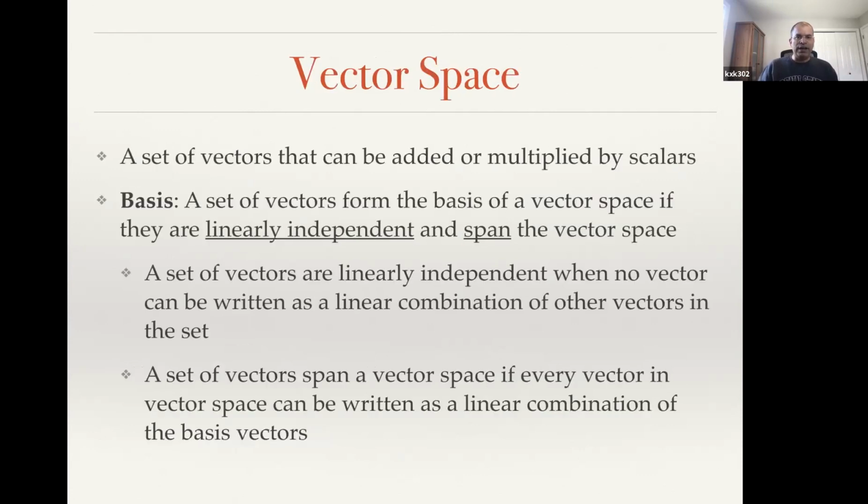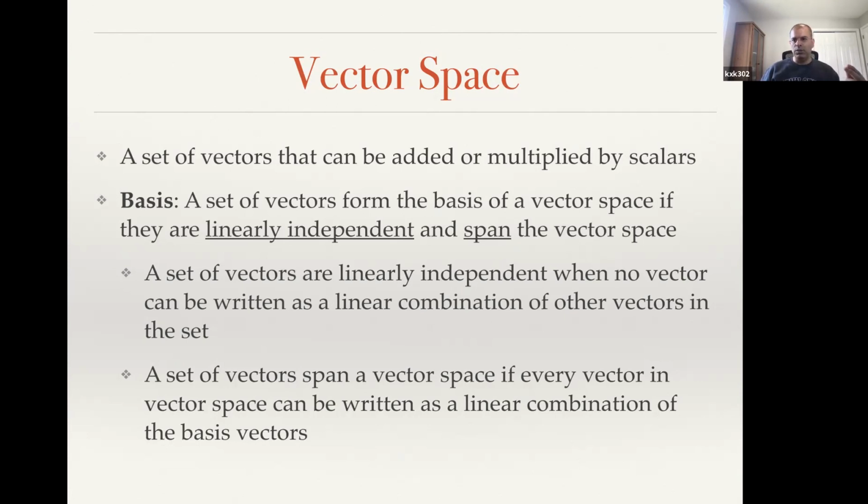And finally, vector space. It's a set of vectors that can be added or multiplied by scalars. We're going to say that a set of basis of a vector space are a set of vectors that are linearly independent and span the vector space. So let's break these two. Let's just define what each of these two things are.